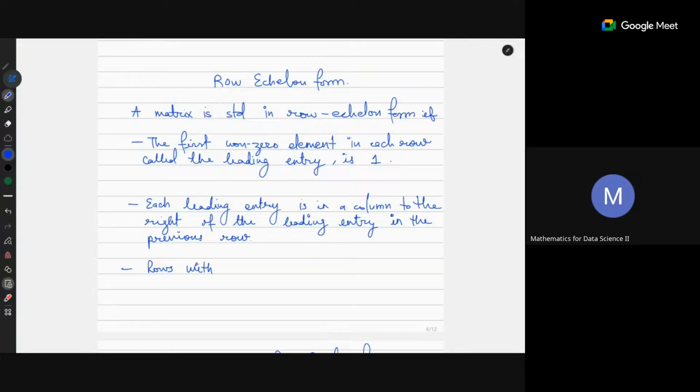And the third point is that rows with all zero elements are below rows having non-zero entries. So I will discuss an example once I've done writing this. Then it will be clear what I'm writing.